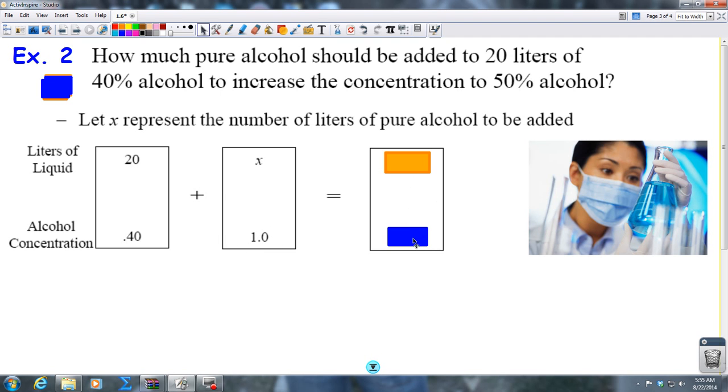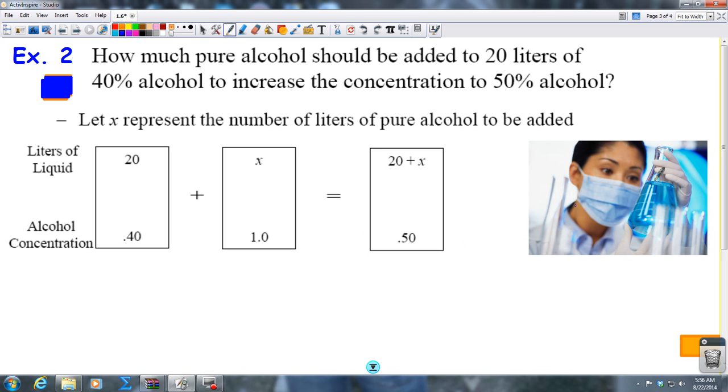But over here, you wanted to end up with 50%. Okay, 50% is what it said up here we'd like to end with. But how much liquid did we end up with? We're putting together the first beaker with the second beaker to get a total amount of liquid. And that would be 20 plus X. So we ended up with 20 plus X.